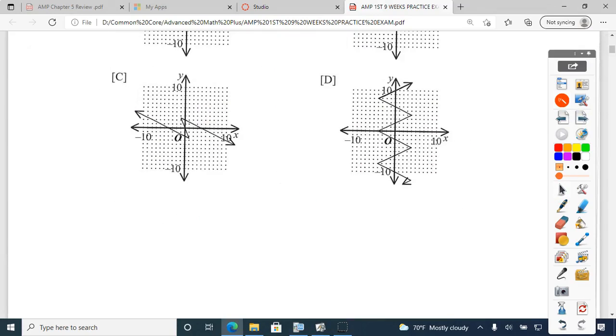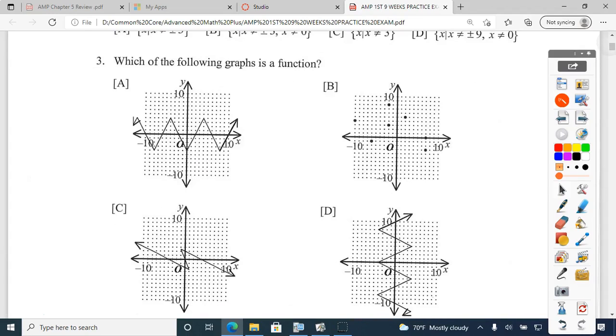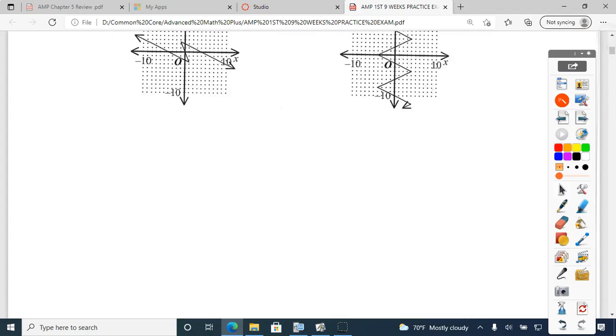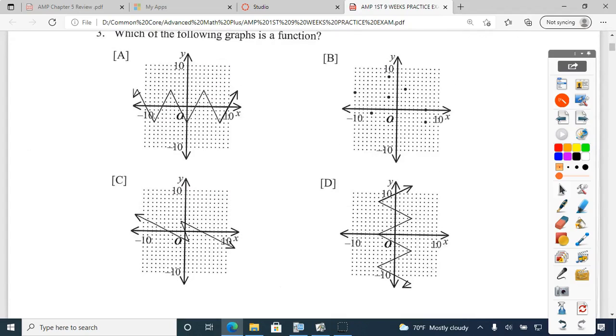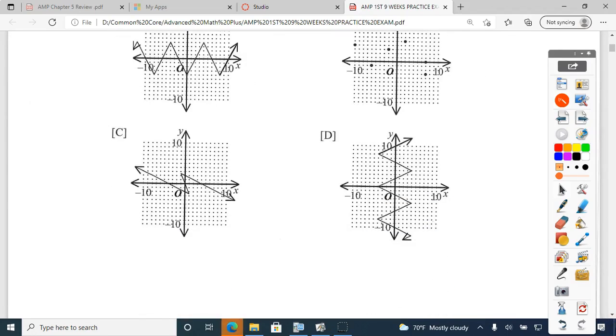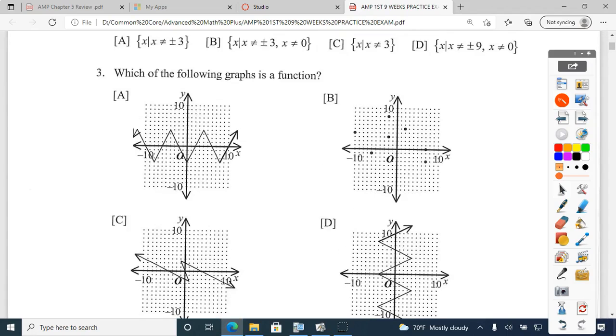Moving on, number 3. I'm going to scroll up. It is asking which of the graphs is a function, and remember, to be a function a graph needs to pass the vertical line test. I'm trying to get all of the graphs to show at the same time, and it's not cooperating. There we go, close enough. I'm going to draw a vertical line and move it around.